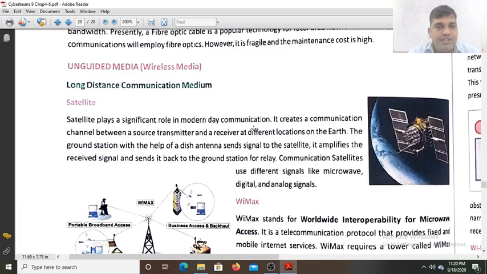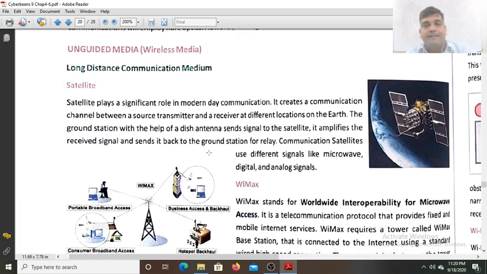It creates a communication channel between a source transmitter and a receiver at different locations on the earth, and the ground station, with the help of the dish antenna, sends a signal to the satellite, and it amplifies the received signal and sends it back to the ground station for relay. So these communication satellites use different signals like microwave, digital and analog signals.